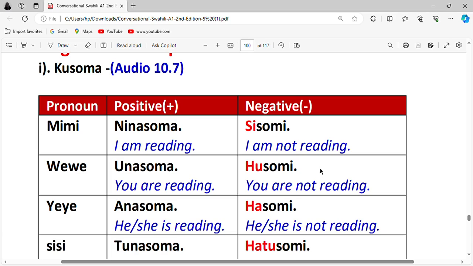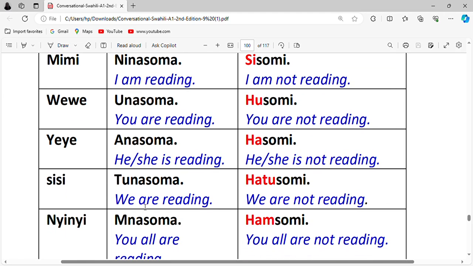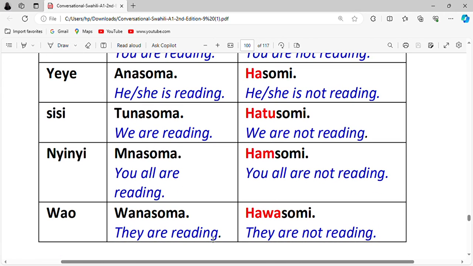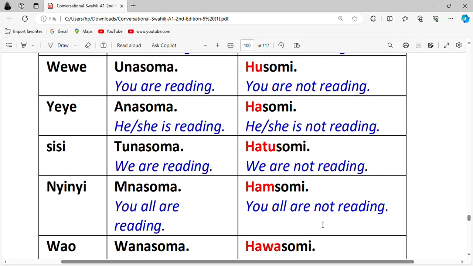If it's, let's say, ninasali, ninasali means I am praying. For the negative, it will be sisali. I am not praying. Sisali. But look at these verbs. Ninasoma, sisomi. Unasoma, husomi. Anasoma, hasomi. Tunasoma, hatusomi. Mnasoma, hamsomi. Wanasoma, hawasomi. This is what you need to understand, okay?